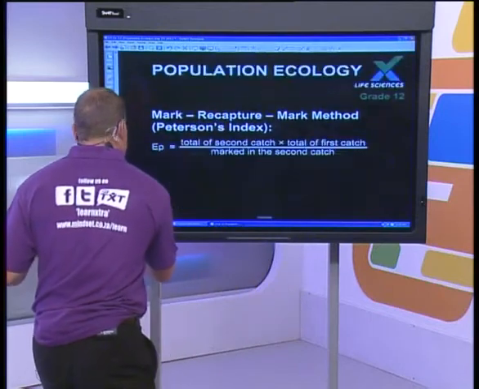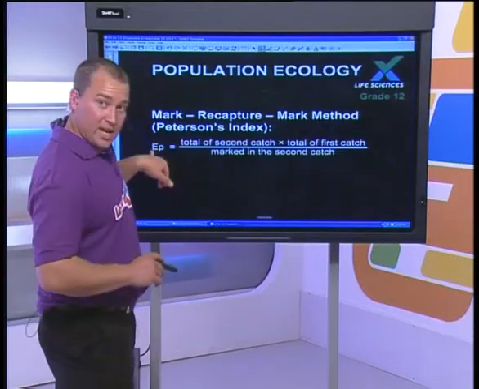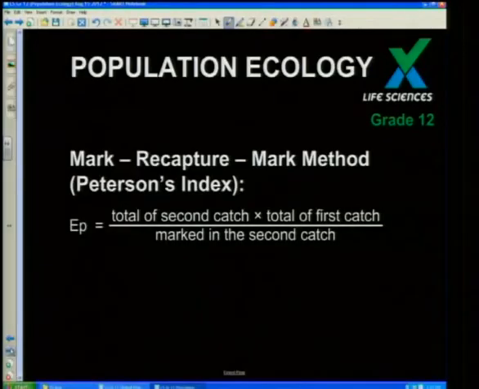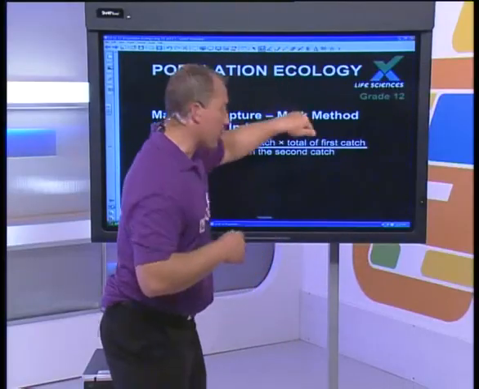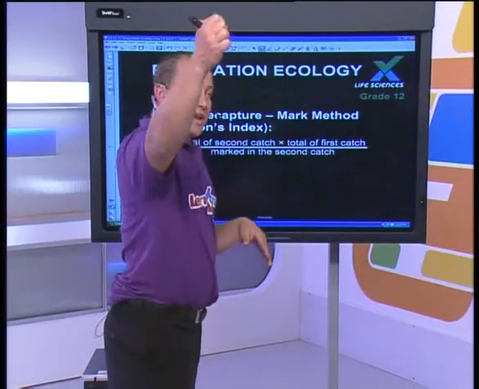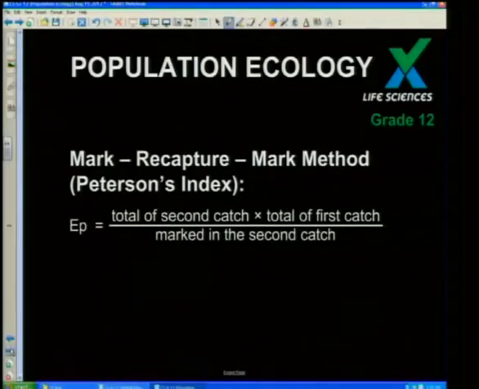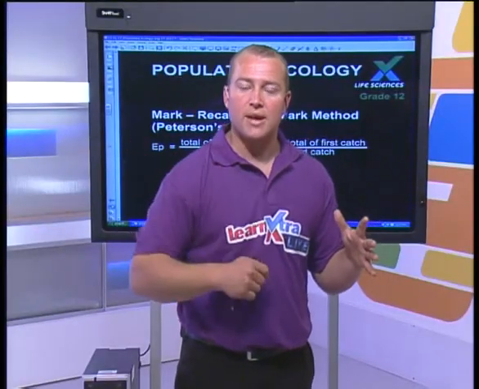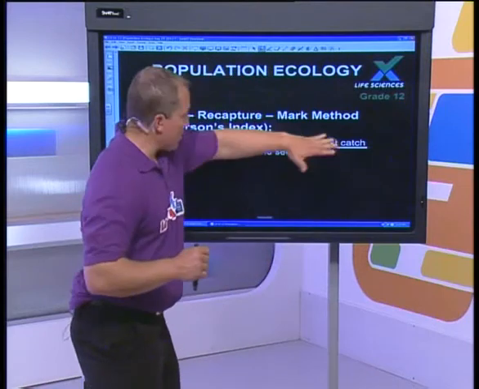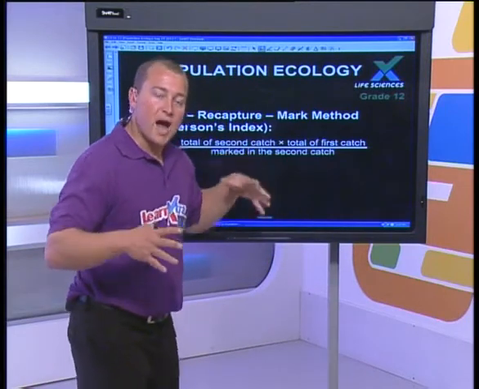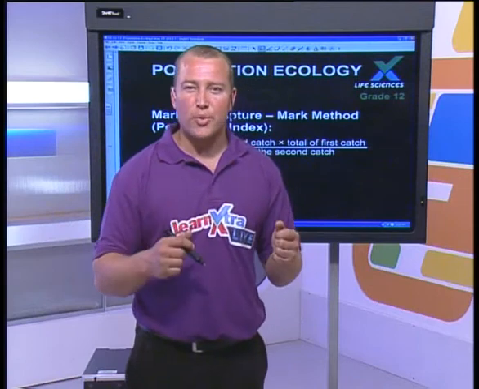Okay, and the sum for that is, there it is, EP, estimate population size, is a total of second capture, the second time we brought it in. Okay, we brought in 30. Okay, times the total of first capture, so remember it was 25, and divided by, if I count inside that second capture, if there was three marked animals, how many marked was there still? Okay, there was three marked animals, we put it at the bottom three. Okay, now we can start finding out what is going on.